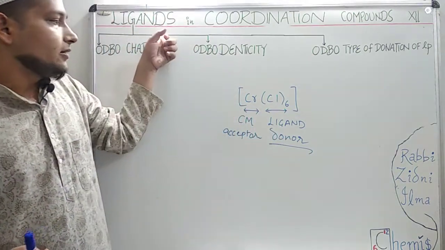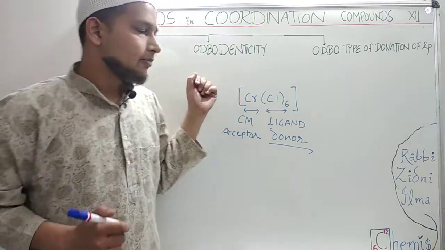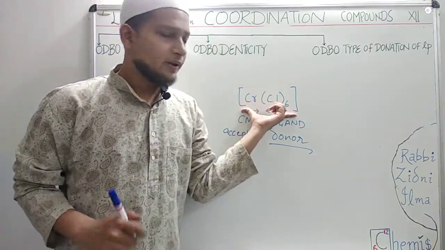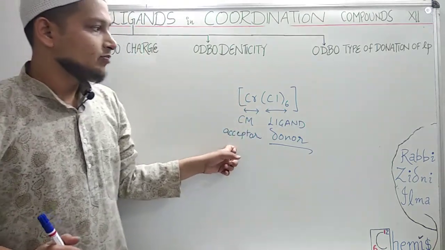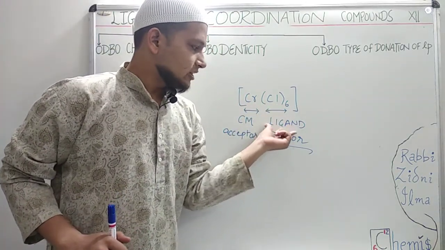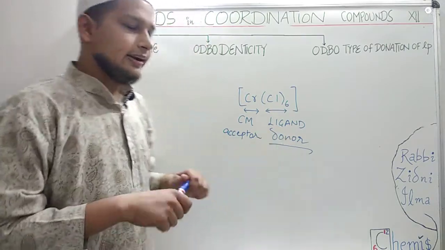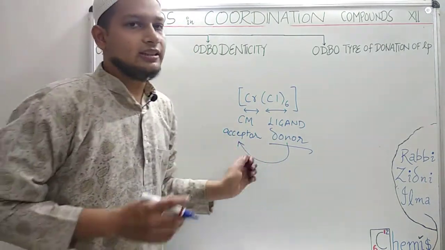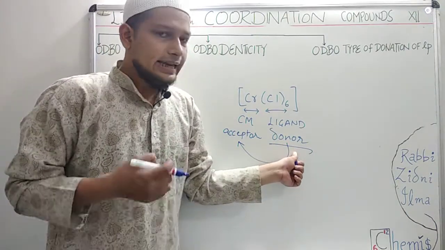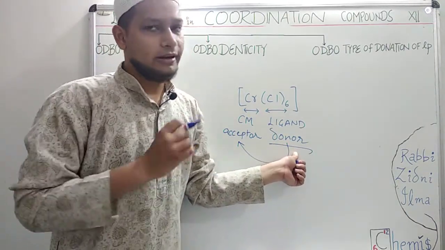Now, what is a ligand? I told you in the last clip that if you have a coordination pair like this, the first species is our central metal, which is an acceptor, and the rest is the ligand, which is a donor. It donates electrons to the central metal in order to get bonded. This is our ligand. It is just a donor of electrons.